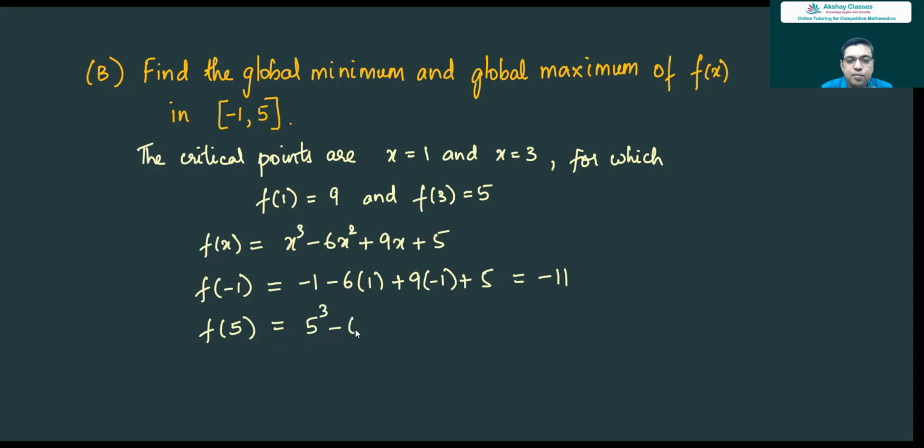So 5 cubed minus 6 into 5 squared plus 9 into 5 plus 5. So we get 125 minus 150 plus 45 plus 5. We get minus 150 plus 50 is minus 100, 125 minus 100 is 25.